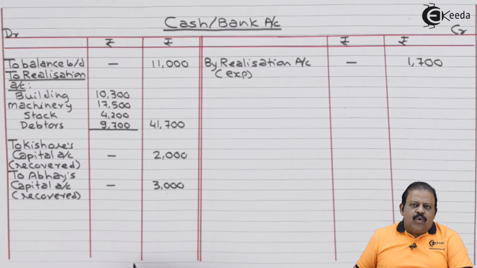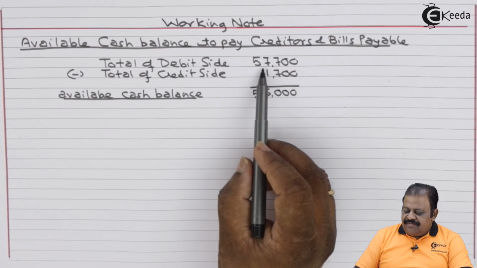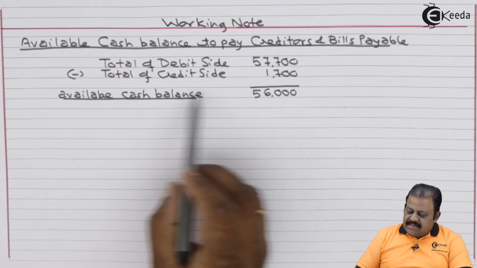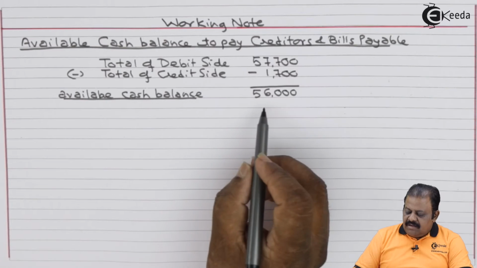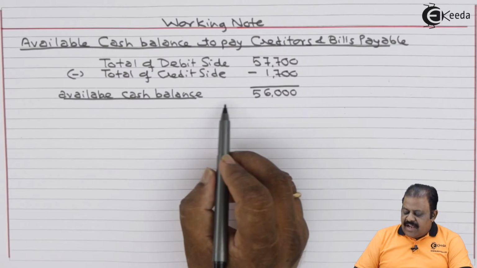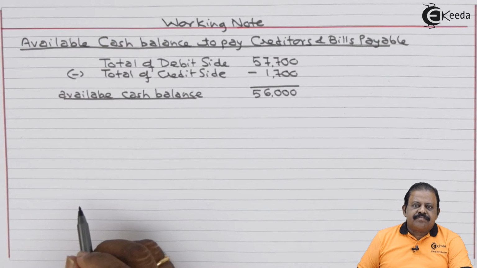debit and credit total of cash bank account. Cash bank account debit side is 57,700. Credit side is 1,700. So difference is 56,000. That is cash available to pay creditors and bills payable.